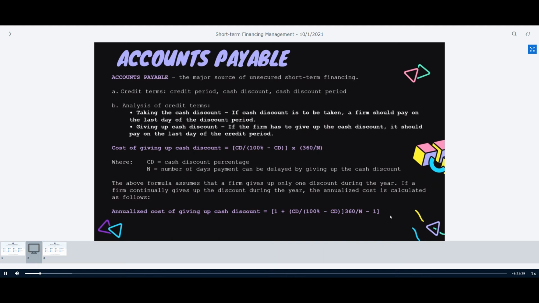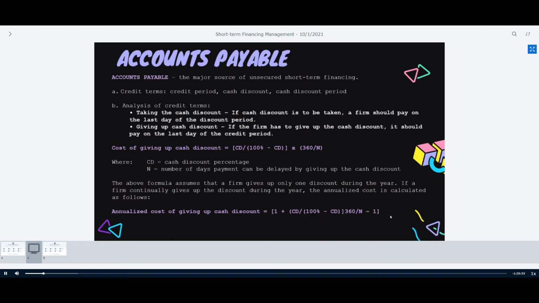So in accounts payable, there are different terminologies that we're using. Number one, we have credit terms. Credit terms are usually expressed as, say, 2 over 10 net 30. Meaning if you pay within 10 days, then you'll get a 2% cash discount, right? And the terms is 30 days, so if you pay within 30 days, then there will be no discount.